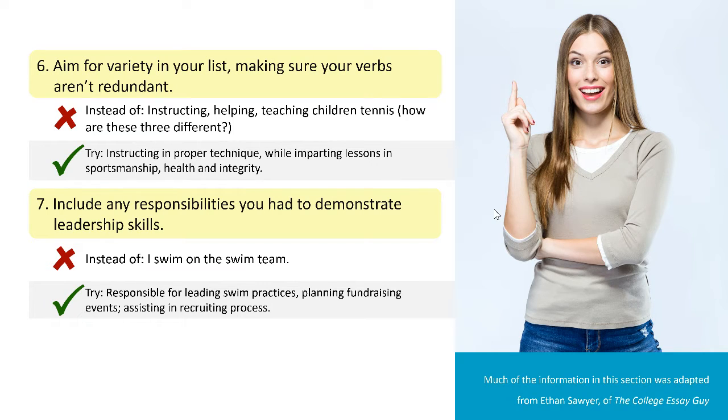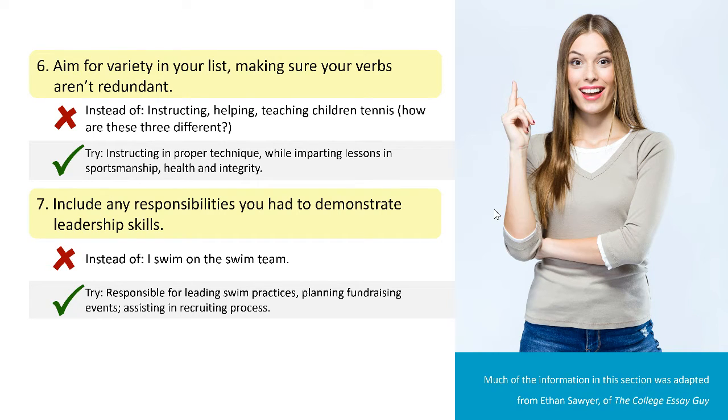You also want to aim for some variety in your list, and you want to make sure that you're not being redundant, right? You don't want to have double words in one sentence. So instead of saying instructing, helping, teaching children tennis, right? How is instructing, helping, and teaching really any different? Those are all kind of synonyms. So you could say something like instructing in proper technique while imparting lessons in sportsmanship, health, and integrity. That sounds more powerful, right?